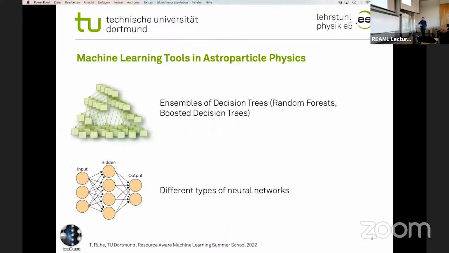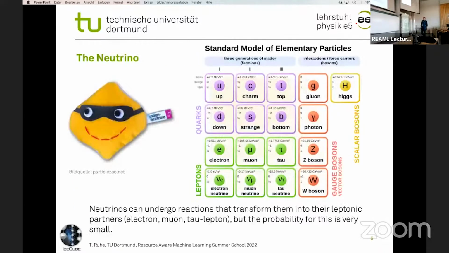Okay, so what machine learning tools do we apply in astroparticle physics? There's mostly ensembles of decision trees, so good old random forests and boosted decision trees that have proven themselves to be very reliable, very robust for several tasks. And there's, of course, different types of neural networks. Other things like support vector machines are not so often used. I've seen people try them sometimes, but in the end, they generally fall back to using neural networks or ensemble trees.